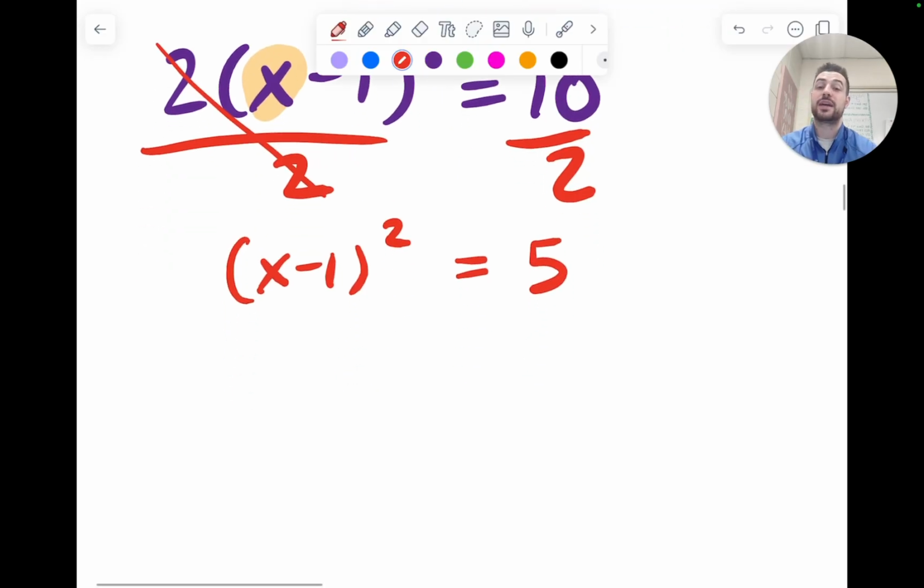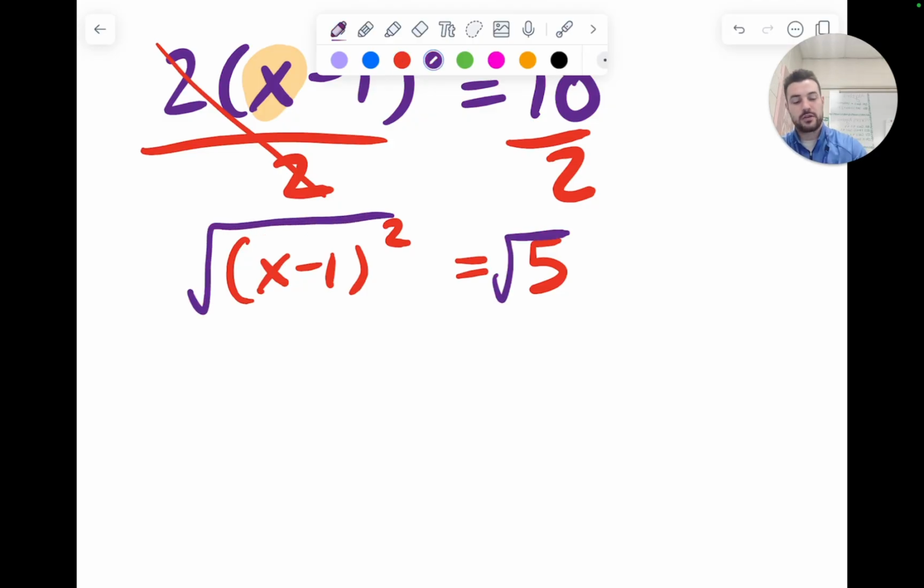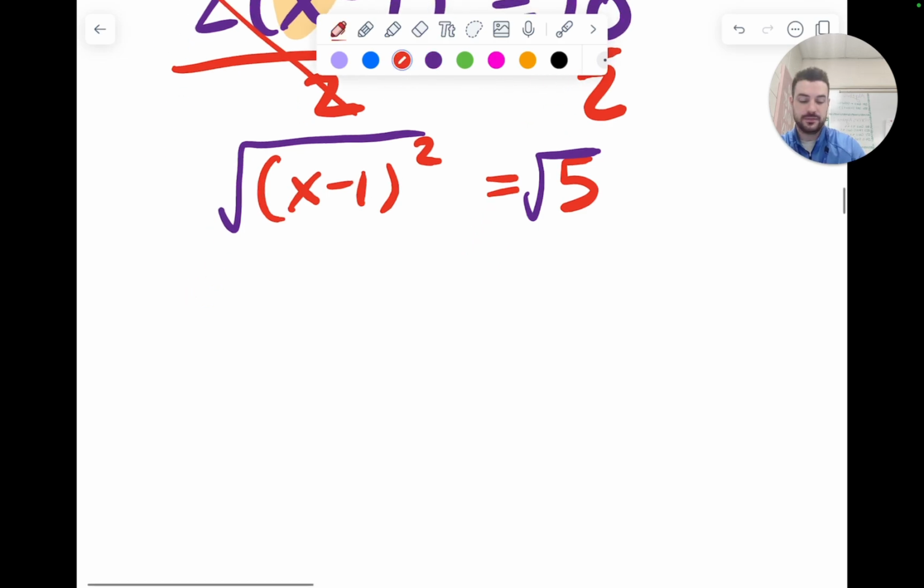Now, I really need to get x alone, which means I need to get inside those parentheses, which means I need to get rid of that exponent of 2. In order to do that, the inverse of an exponent of 2 is going to be a square root. So I'm going to take the square root of both sides. On my left side, I will cancel the exponent of 2, which means I no longer need the parentheses. And then on my right side, I will have the square root of 5.